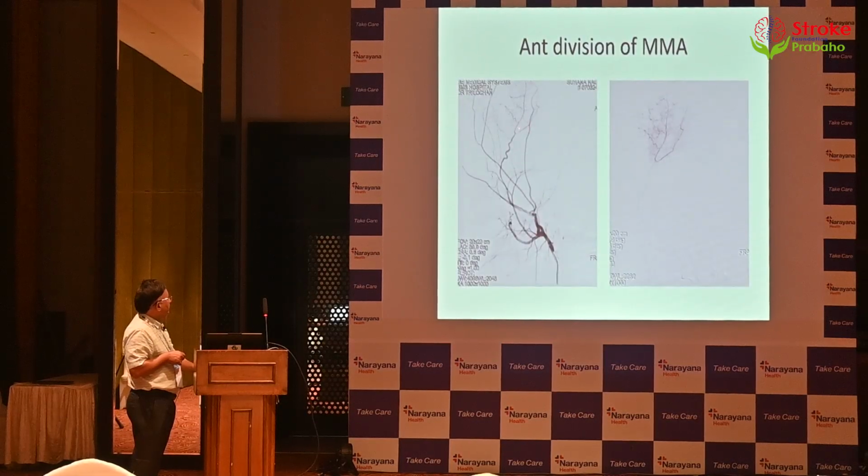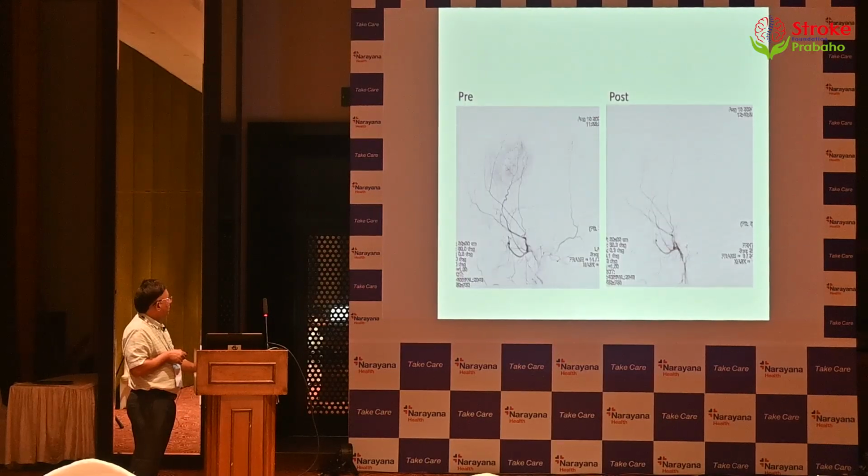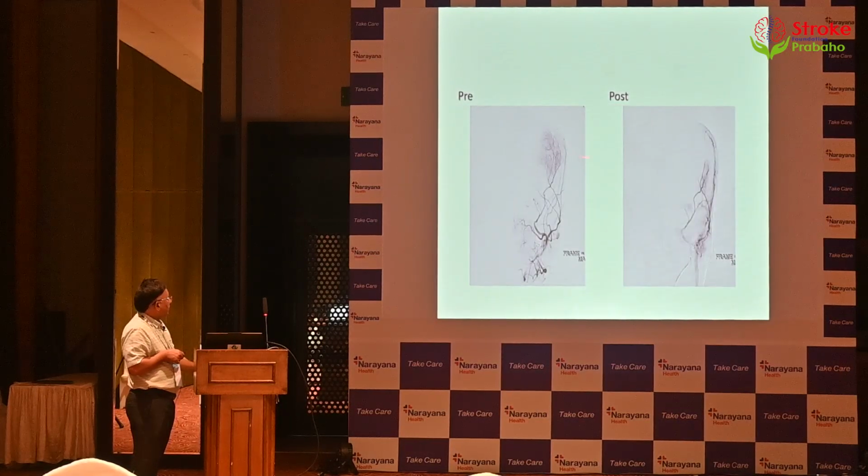So we went through the anterior division. There is no dangerous anastomosis here. We went up to here and placed PVA particles of 50 to 150 micron. This anterior division remained intact, but the blush has gone. So this is pre and post. You can see the major branches are intact, but the blush has gone, and it has helped surgeons reduce blood loss during surgery. So this is pre and post embolization.